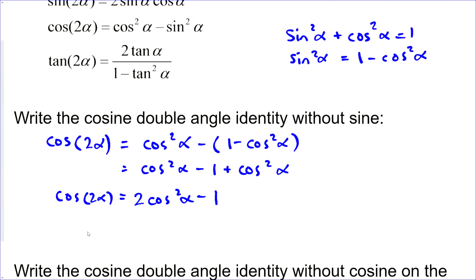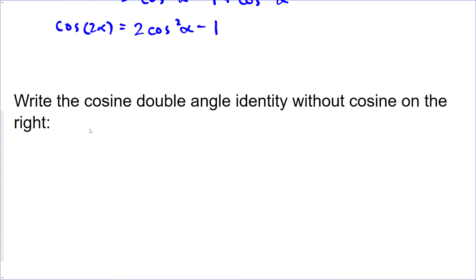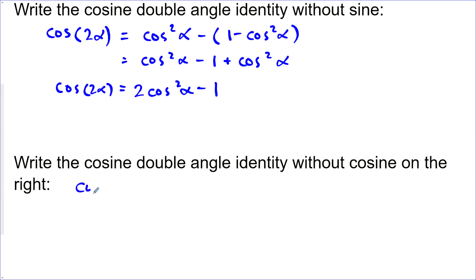One more time, let's write cos's double angle identity without cos, and you do a really similar thing as this example here. So cos 2 alpha, and instead get rid of this guy with 1 minus sine squared alpha.